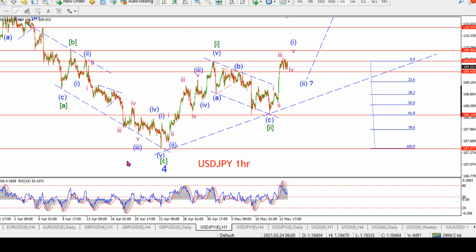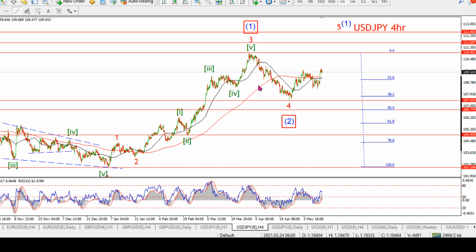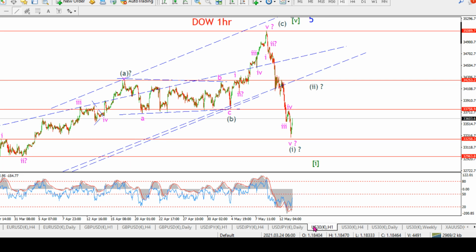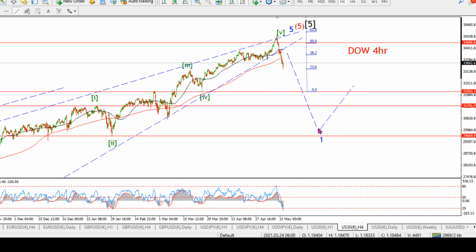Okay, so dollar strength emerging in general, dollar strength emerging in the Pacific pair, so dollar yen. This hasn't materialized in the Atlantic pairs yet. I think that's only a matter of time, to be quite honest. Okay, let's move on. This is the Dow 4-hour.